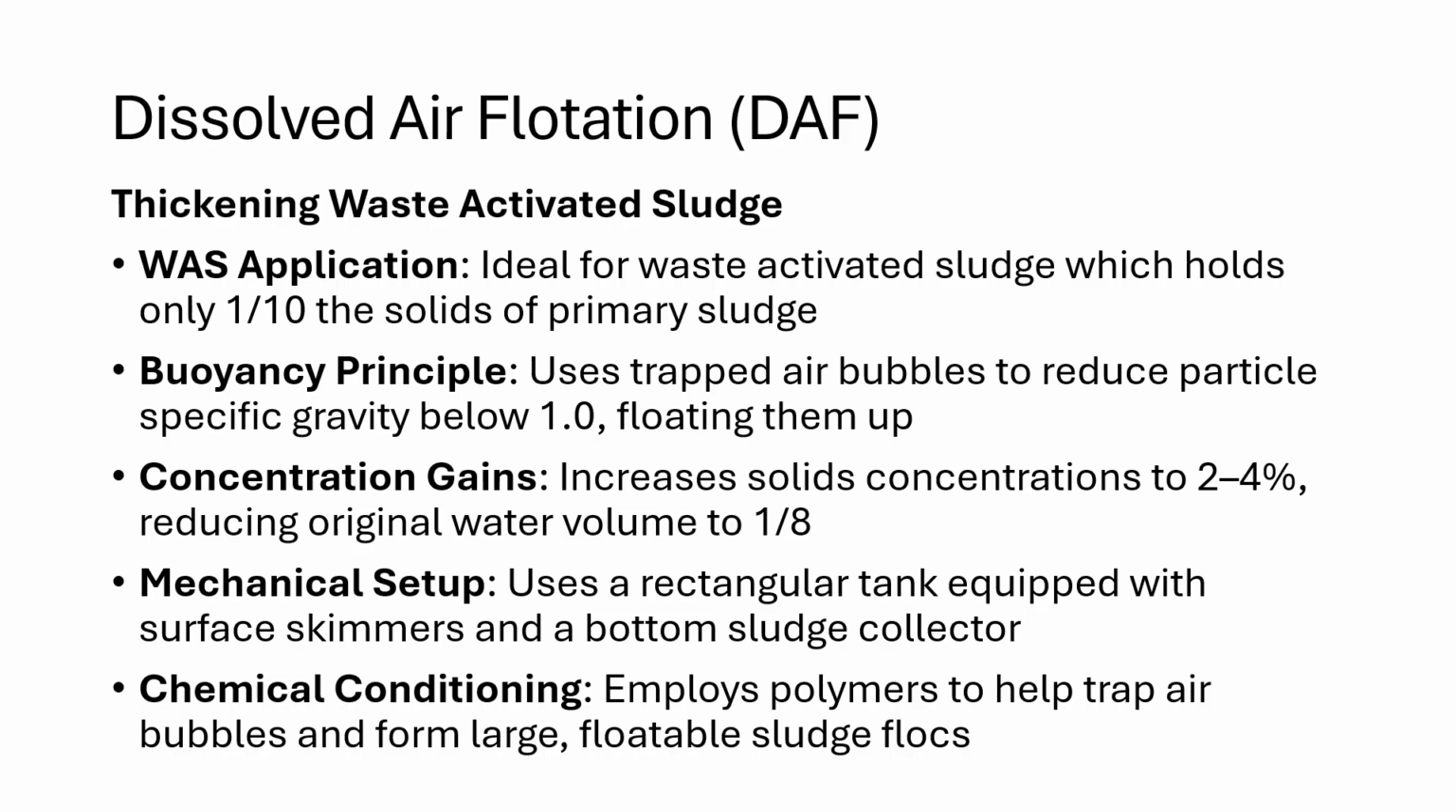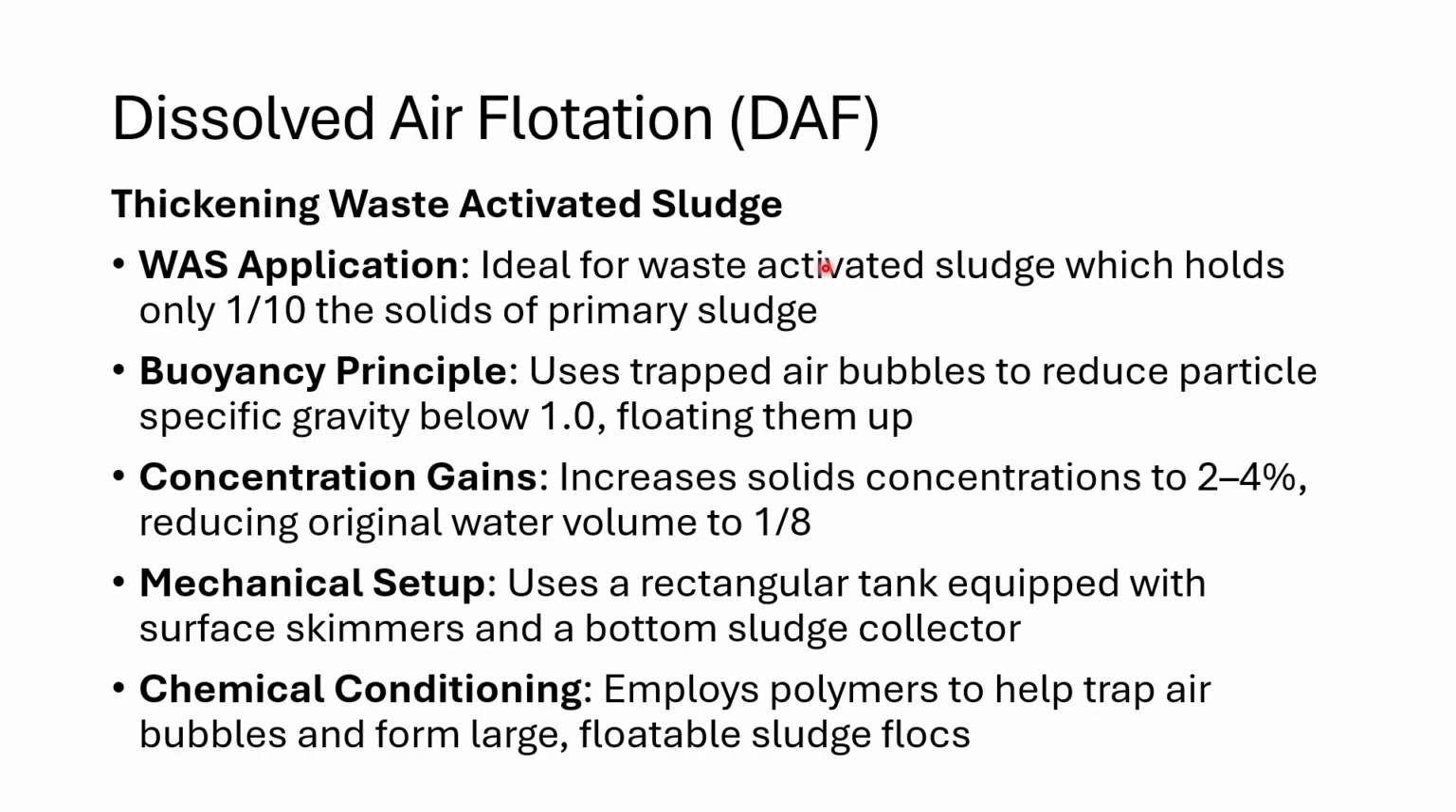We talked about using dissolved air flotation as a method to separate grit from our organic load. Well, same thing happens here. We can use dissolved air flotation to thicken the waste activated sludge, or the WAS. So this is ideal for activated sludge that's only got 10% of the solids of primary sludge.